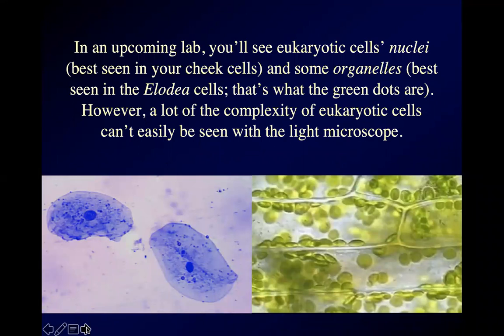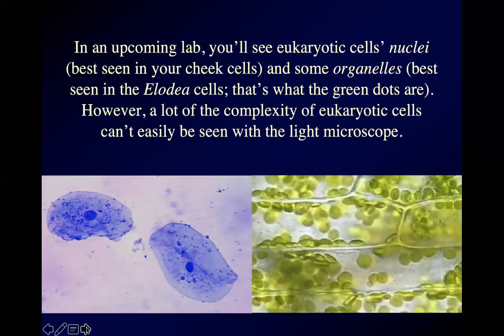In the microscope lab, you'll also see leaves of a water plant called Elodea, just a plant that grows floating in water, and it's got very thin leaves. On the right, that's a picture of an Elodea leaf under the microscope, and inside each cell, you can see a bunch of green circles. Those are organelles. Elodea cells have nuclei as well. I promise you they're there.